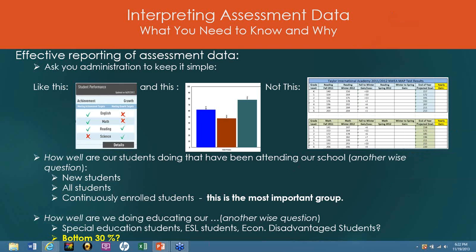And now the Michigan Department of Education has put a lot of emphasis on something called the bottom 30%. I've got it in yellow there. I do want you to remember that. If you're not already familiar with how that's being used for accountability at the state level, I'd strongly encourage you to have a discussion with your administration and get some reports on it.